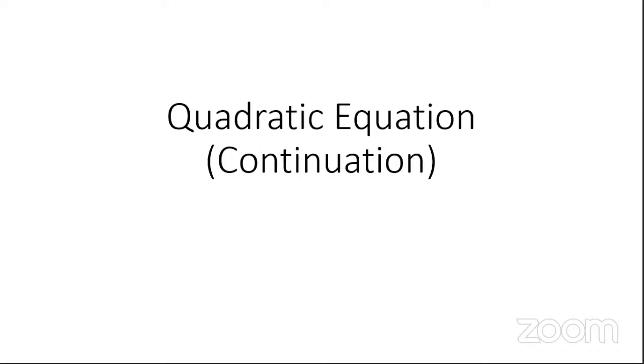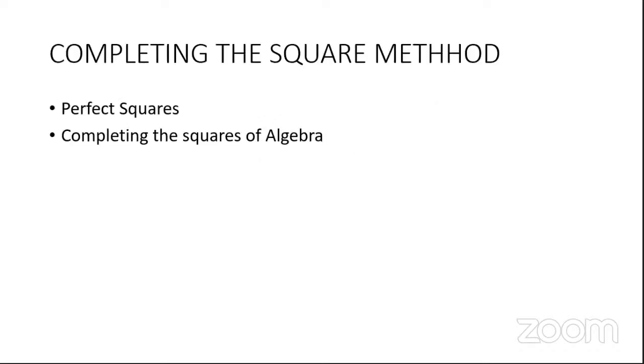Majorly for today, we want to look at the aspect of complete the square, like I said. Before we do that, we look at perfect squares. What are perfect squares? Then at the same time, we want to see how we can complete the squares of algebra. So when you have an algebraic expression, how do we complete the square in such a case? Those are the aspects that we want to look at today.